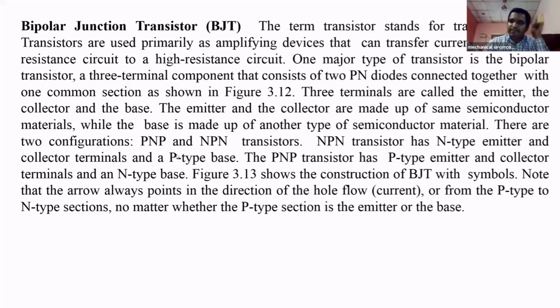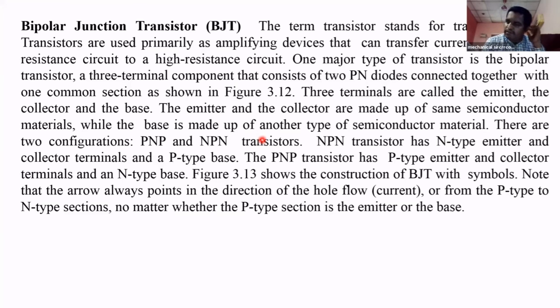Next device is BJT, that is bipolar junction transistor. Up to now we know about diode. What is diode? What is the application of diode? Now the second one, next device, is BJT. It is one more electronic device which is commonly used in the electronics industry. That is bipolar junction transistor.